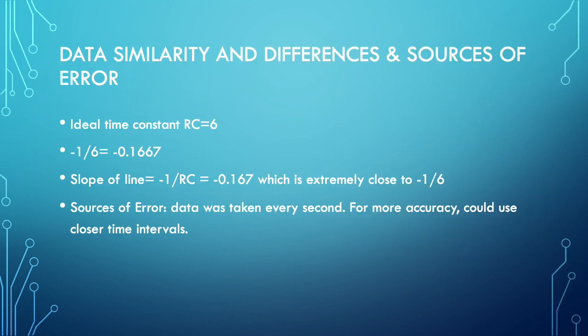For our light bulb, which had a resistance of 30 ohms and a capacitance through the capacitor of 0.2 farads, the ideal time constant was 6. According to our relationship, therefore, the slope of the line should be -1/6 or -0.1167. The slope of the line we found was -1.67, which is extremely close to -1/6. The sources of error that could cause the slight change is that the data was taken every second. For more accuracy of data, we could have taken closer time intervals, such as every half second.